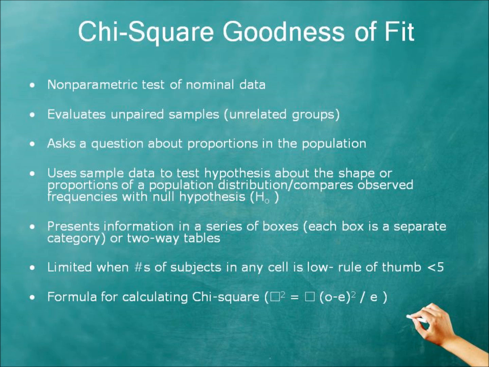Basically, it compares observed frequencies with the null hypothesis. Information is presented in a series of boxes, and each box represents a separate category. These are also known as two-way tables. It is important to remember that results may be limited when the number of subjects in any cell or box is low. The general rule of thumb is less than 5. The formula for calculating chi-square is the sum of the squared difference between the observed O and the expected E data, divided by the expected data in all possible categories.